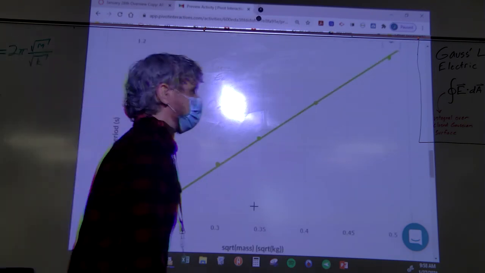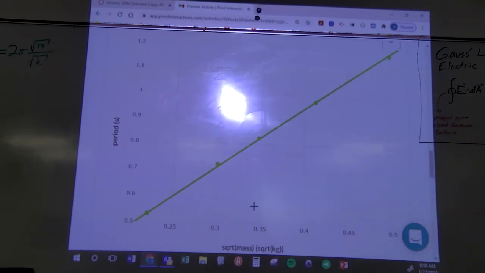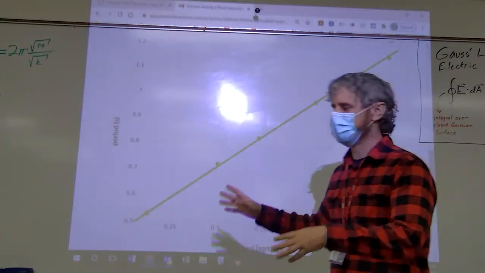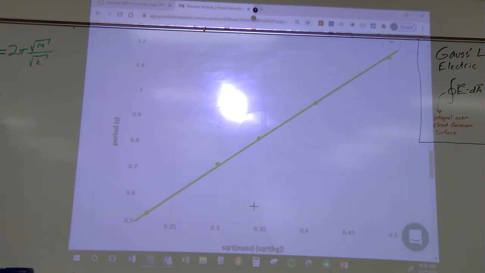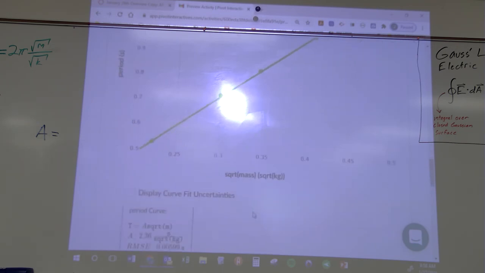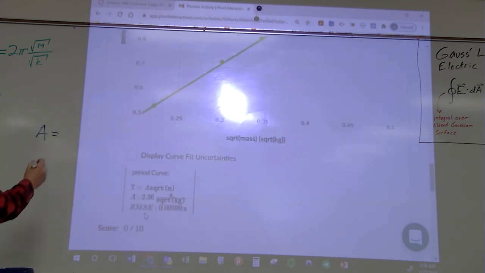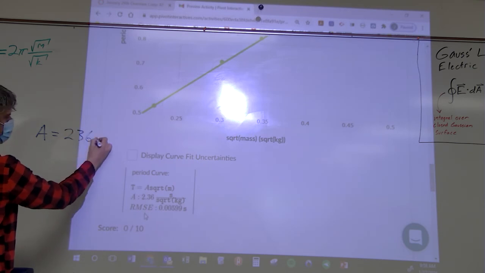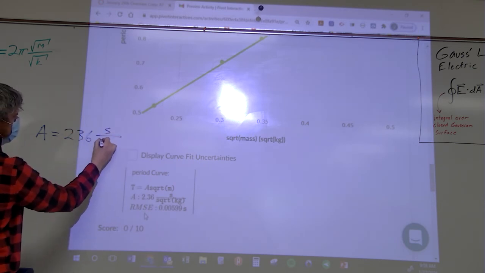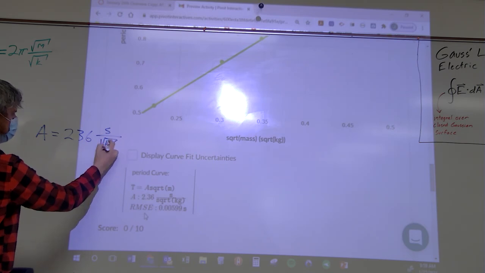But what I can do then is say, all right, I've analyzed the graph. I've determined the slope of my linearized graph, and I've read the graph. If this was by hand, you would have to measure it, the rise over run, to determine the slope. But here, I just look down here. A equals 2.36 seconds divided by square root of kilograms. That's the units.